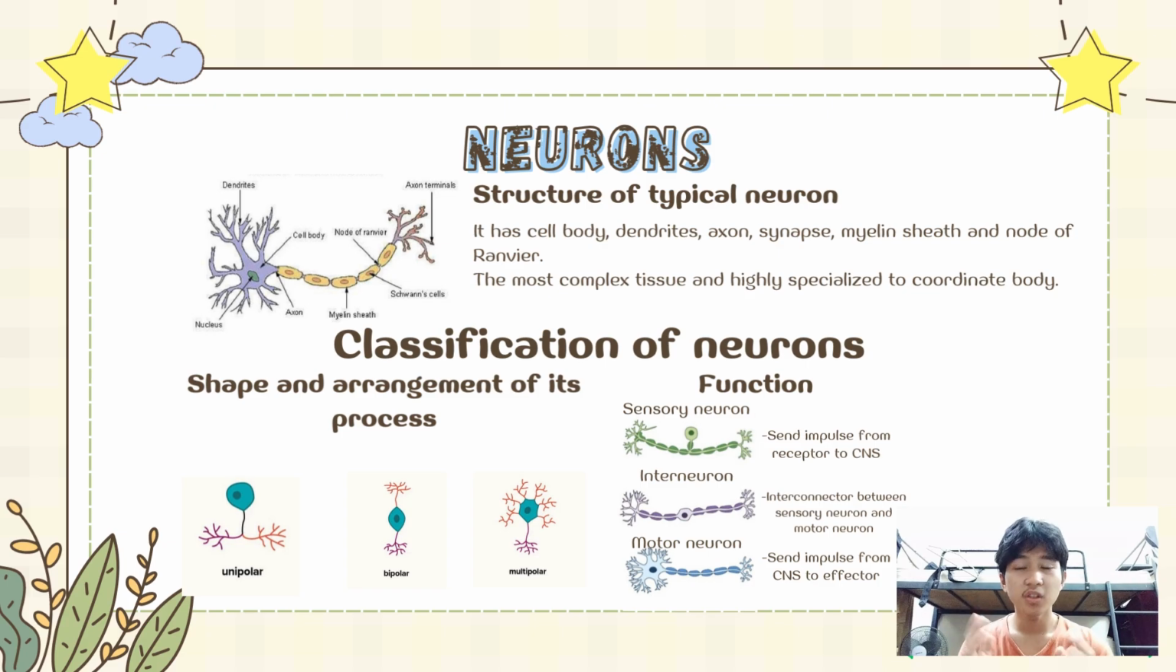Next, we have motor neurons. Their function is to transmit signals from the central nervous system to the glands or muscles. Their structure is mostly multipolar. And lastly, we have the interneuron. The interneuron is the interconnector between the sensory neuron and the motor neuron. It is mostly found in the central nervous system, and its shape is also multipolar, the same as the motor neuron.